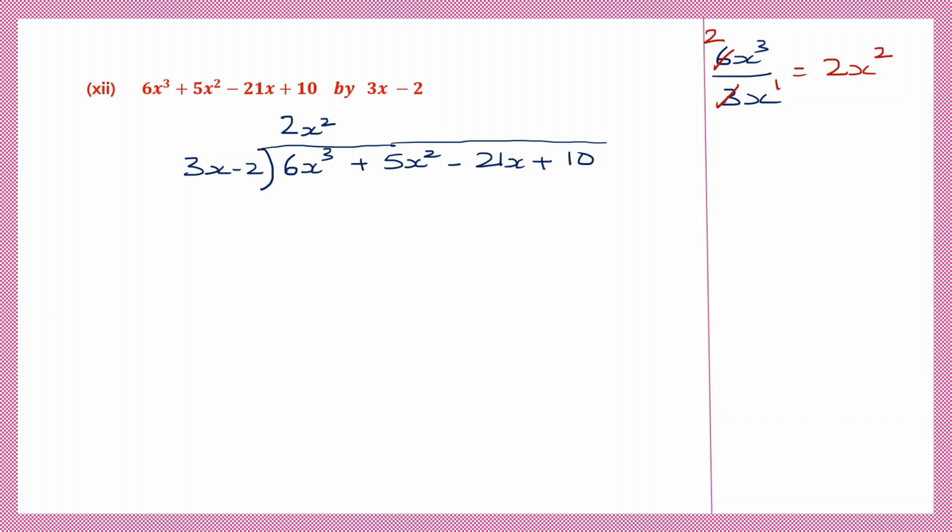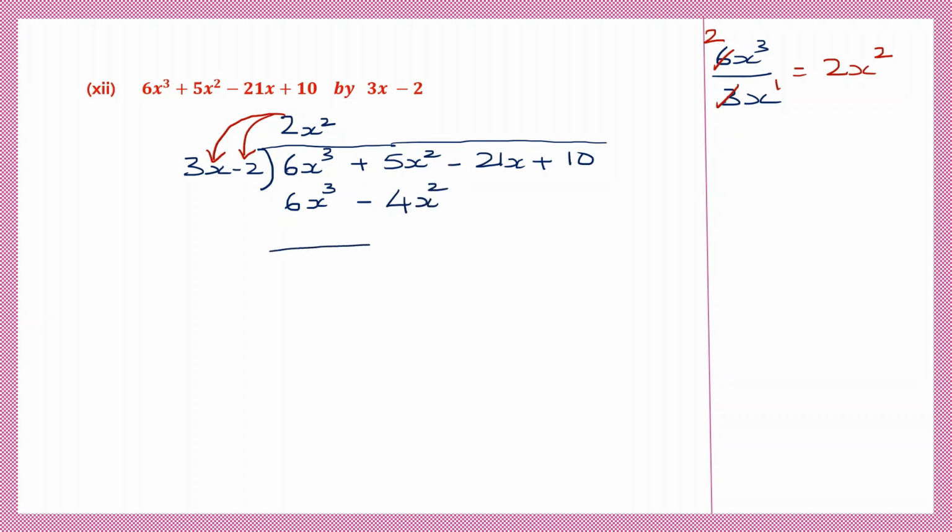Now we multiply 2x square into 3x first. So that will be numbers first. 2 3s are 6. X square into x is x to the power of 2 plus 1, which is x to the power of 3. Then we multiply this into minus 2. So the sign will be minus. 2 2s are 4 and we have x squared.